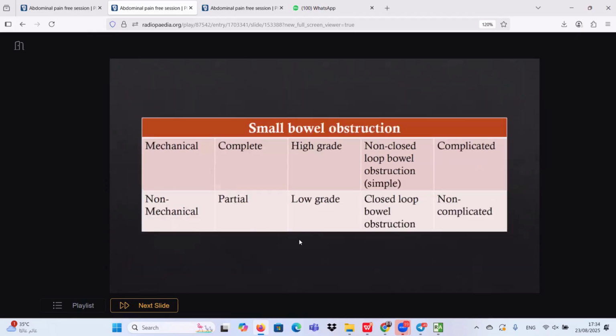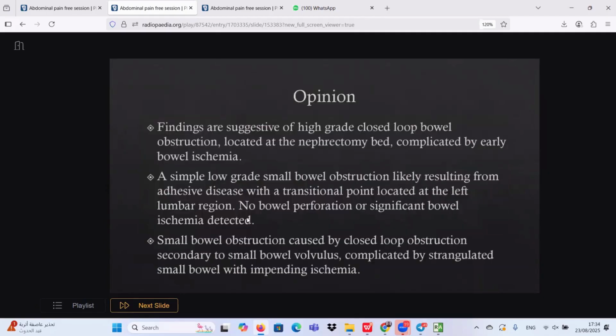Again, small bowel obstruction can be classified into these categories. In your opinion, you should mention these classifications. For example, findings are suggestive of high-grade closed-loop bowel obstruction located at the nephrectomy bed complicated by early bowel ischemia. Those are some samples of how to write your opinion for small bowel obstruction.